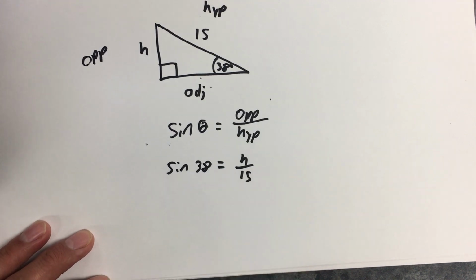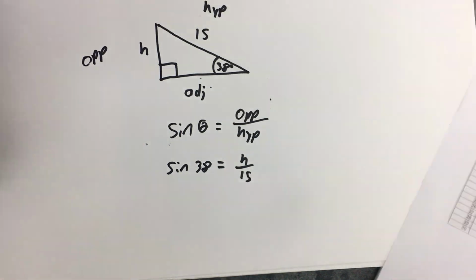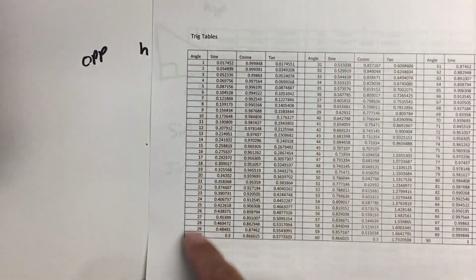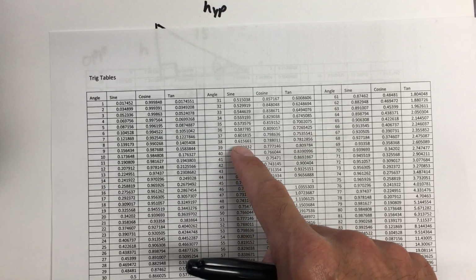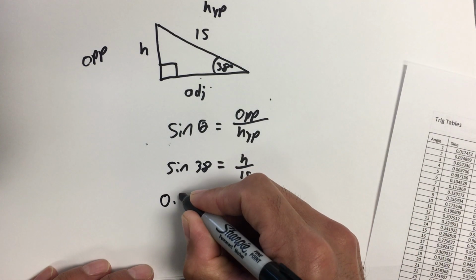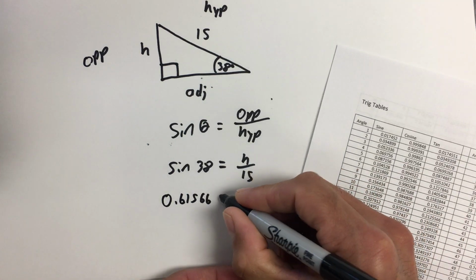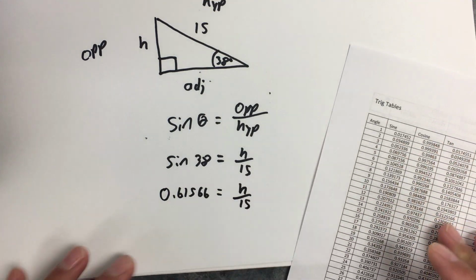How do I find the sine of 38 degrees? Now you're probably going to use your calculator, but I recommend as you get started you use a trig table. You'll understand it better. I'm looking at my list of angles and I find 38 degrees, and at 38 degrees the sine is 0.61566. And that's equal to my unknown side H over 15.